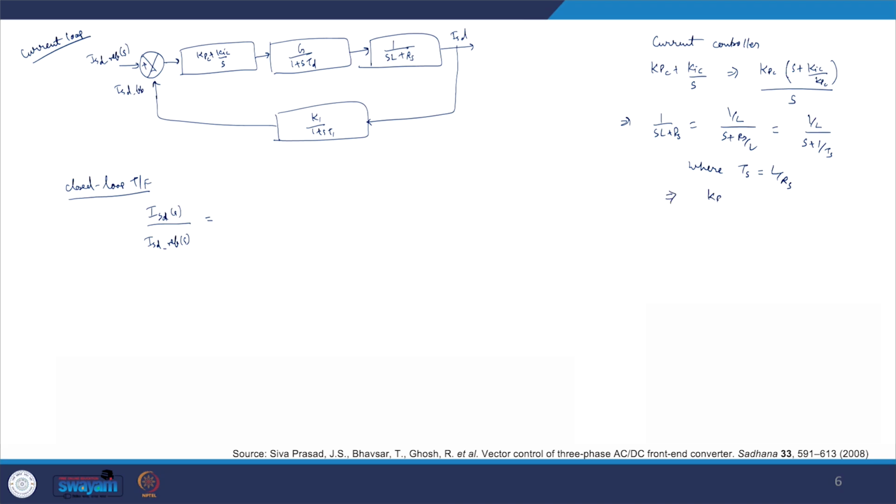Thus we can write Kpc by Kic is equal to Ts.